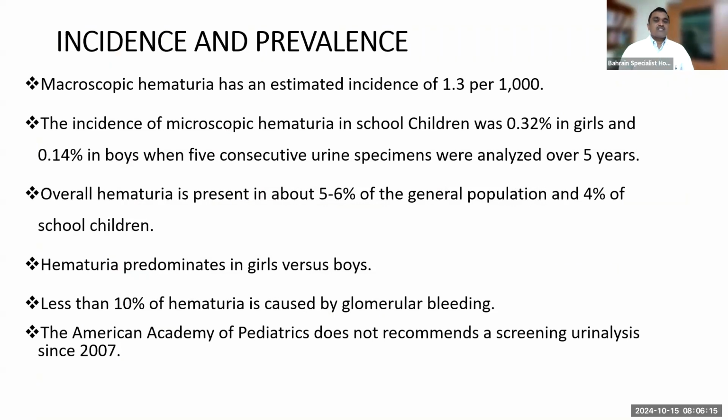Macroscopic hematuria has an estimated incidence of 1.3 per thousand. The incidence of microscopic hematuria in school children was 0.32 in girls and 0.14 in boys when 5 consecutive urine specimens were analyzed over 5 years. Actually, this is an old study from 1980. After that, there are no specific studies on the incidence in children. Overall, hematuria is present in 5 to 6% of the general population and 4% of school children.